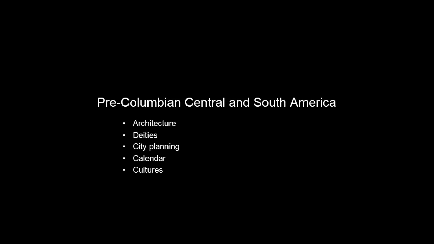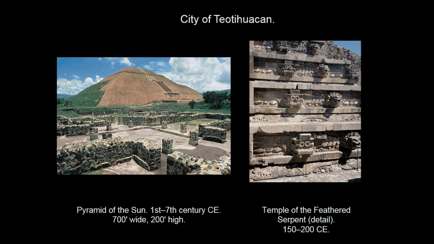So we'll take a look at these different cultural indicators, and I just want to give you a really broad view and show how they're similar. But this was really the first great Central American culture, the city of Teotihuacan, which is about 40 miles north of Mexico City. The Pyramid of the Sun in the city is very large. It's actually larger in area than the largest of the pyramids of Egypt. However, it's only about half as high.